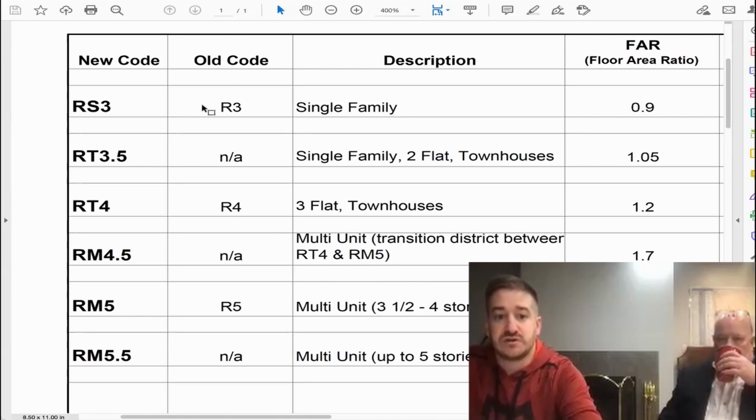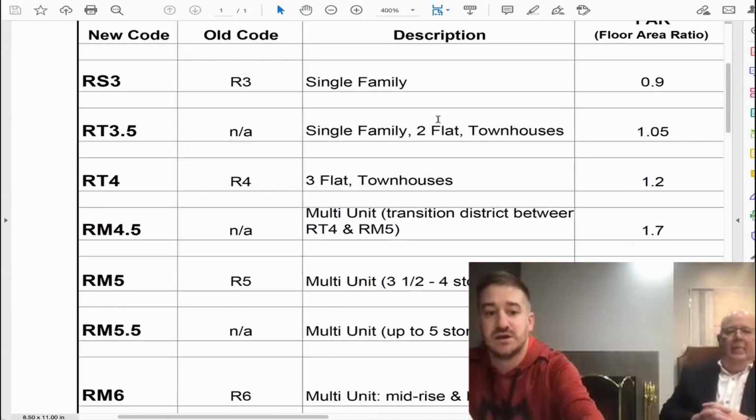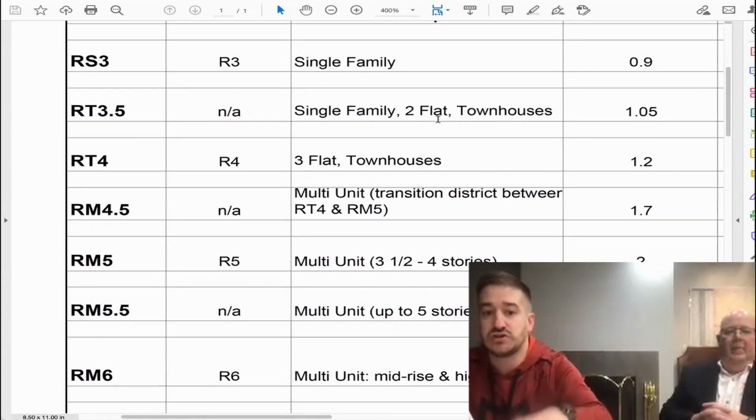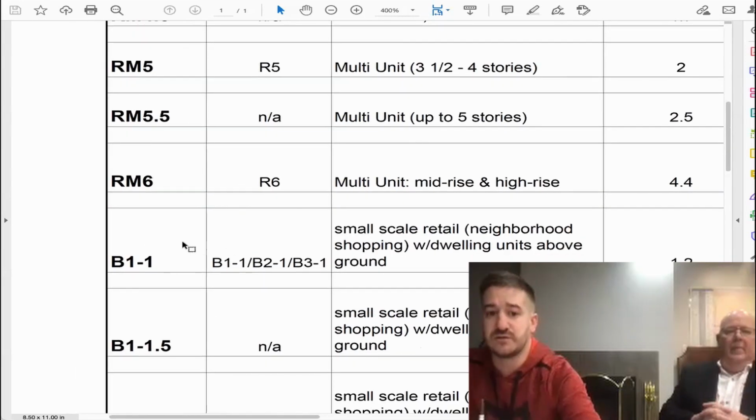For residential here in the city of Chicago, you can see that RS3 is designed to only be a single family home. Where you get to 3.5 and 4, now I'm doing 3 flats or townhomes. Those are going to be the highest and best use. Then you get to RM, residential multifamily. So 4.5, 5, 5.5, or even 6 deal with larger multifamily buildings. We're only looking at the first 3 columns for right now.